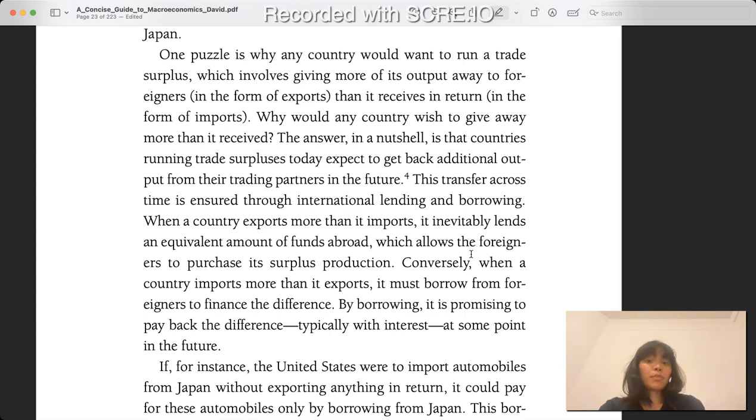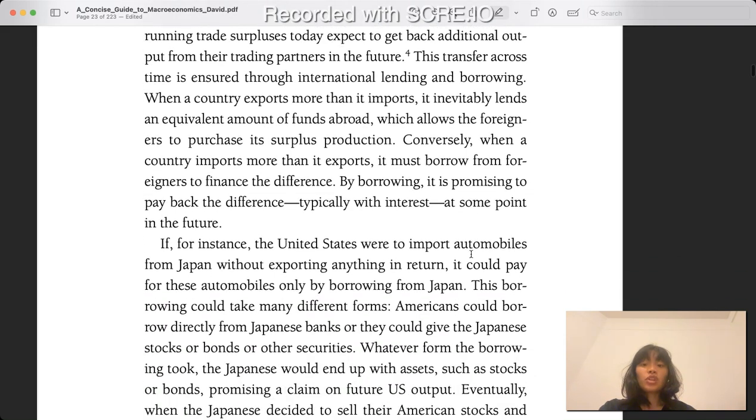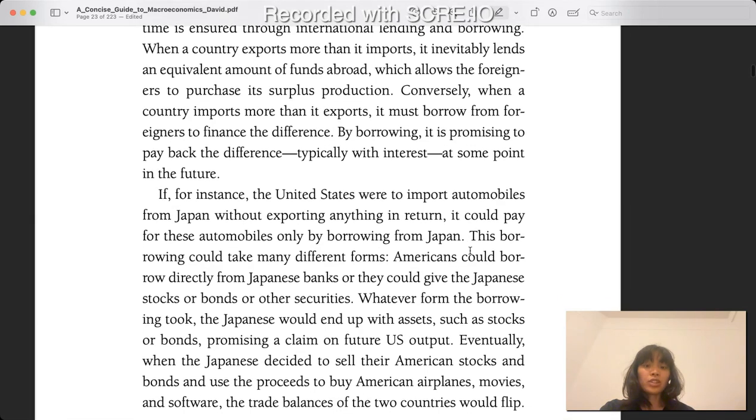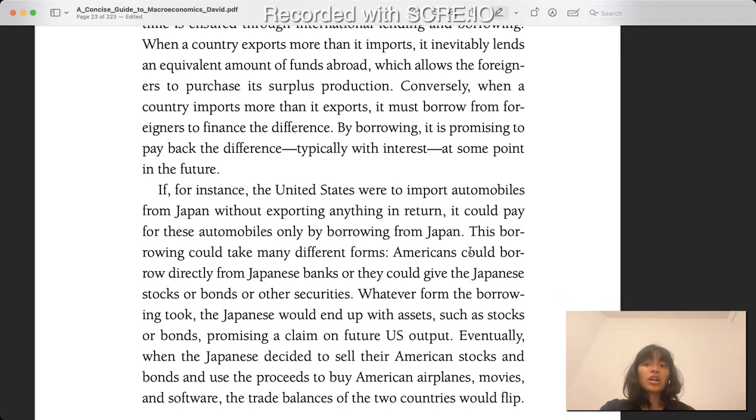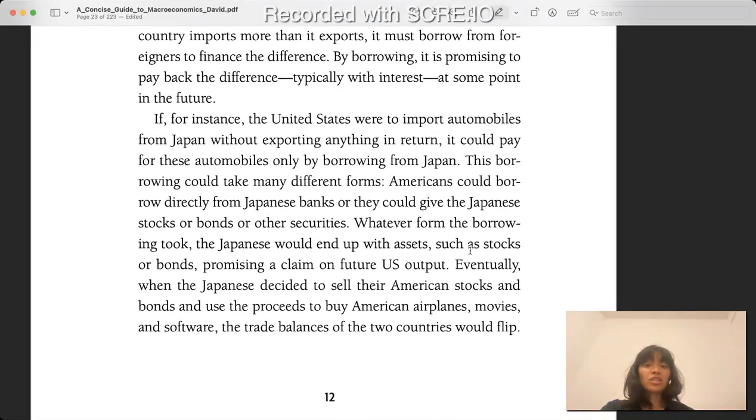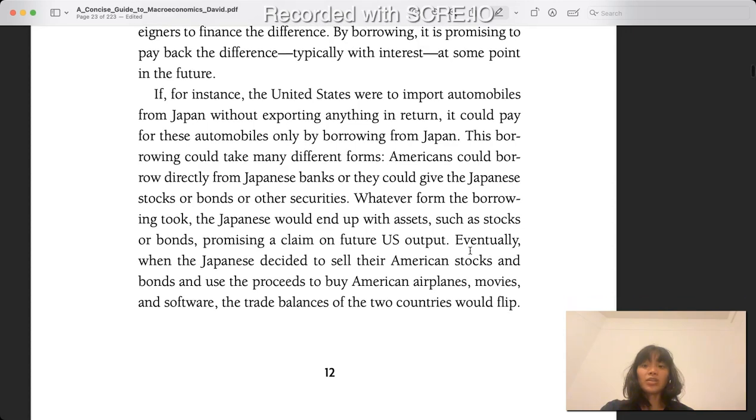Countries running trade surpluses today expect to get back additional output from their trading partners in the future. This transfer across time is ensured through international lending and borrowing. When a country exports more than it imports, it inevitably lends an equivalent amount of funds abroad, which allows foreigners to purchase its surplus production. Conversely, when a country imports more than it exports, it must borrow from foreigners to finance the difference. By borrowing, it is promising to pay back the difference, typically with interest, at some point in the future.